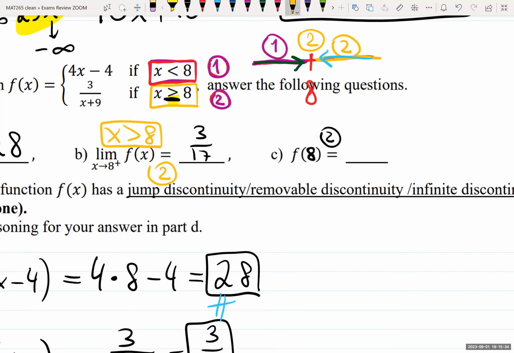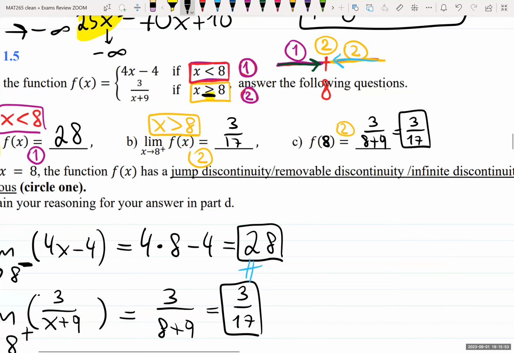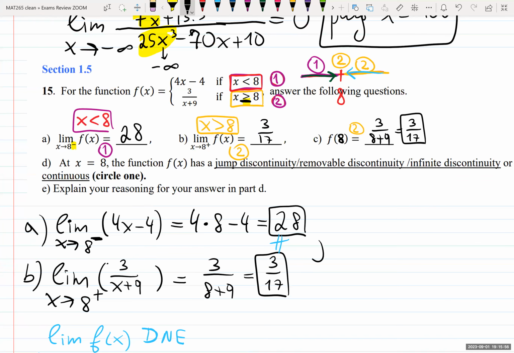So let me put it again in this color 2, because we already talked about it. It is in function number 2. Then I'm plugging 8 into 3 over x plus 9. And we know that the answer here is 3 over 17. That is the idea. So it's a jump, by the way. If the left limit did not meet with the right limit and it's not infinities, that's a jump. From the left, the height was 28, but from the right, the height dropped down to 3 over 17. So it literally jumps down.